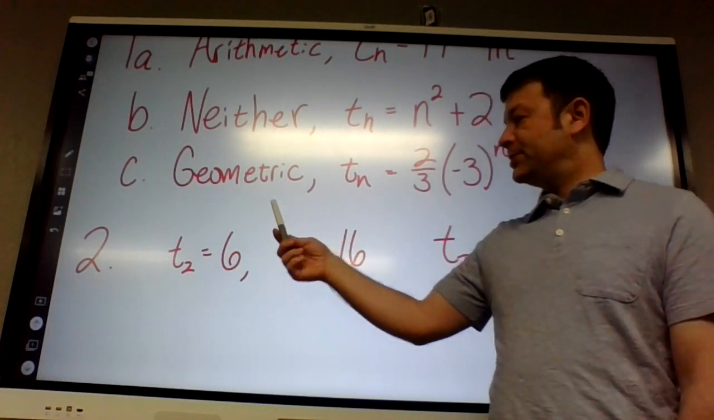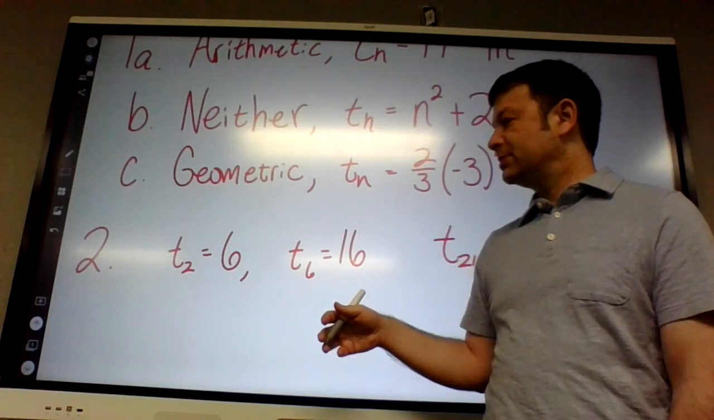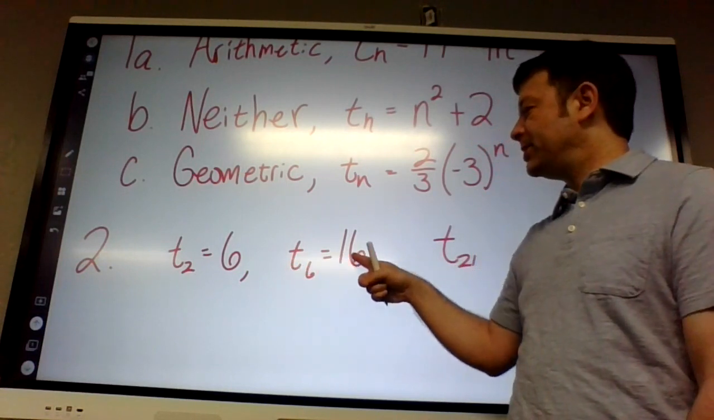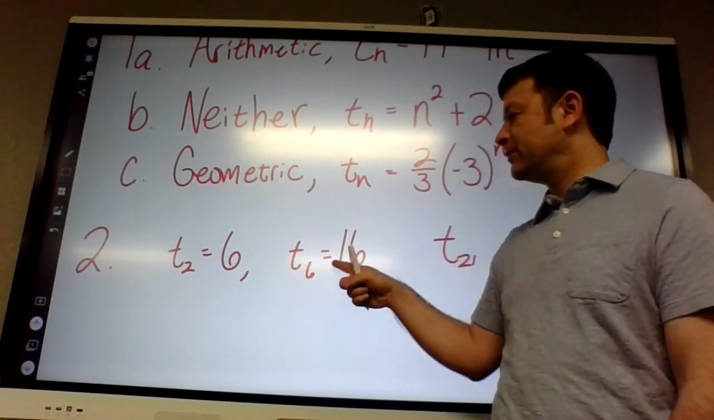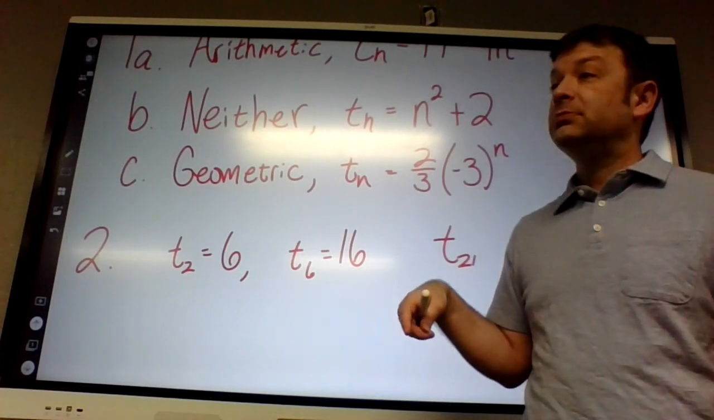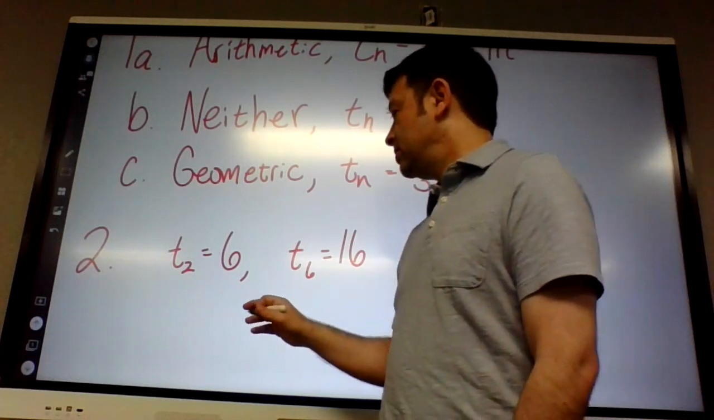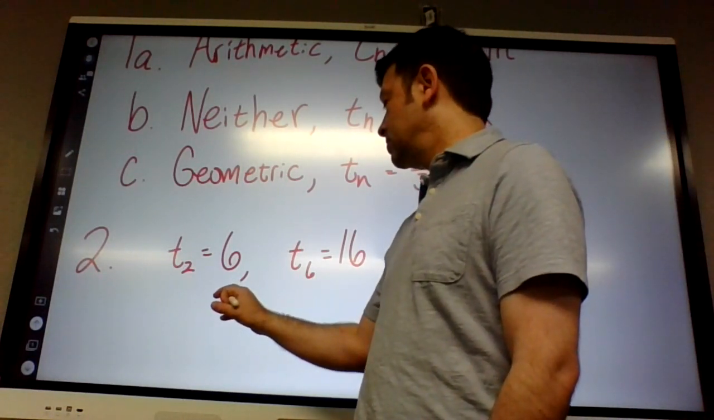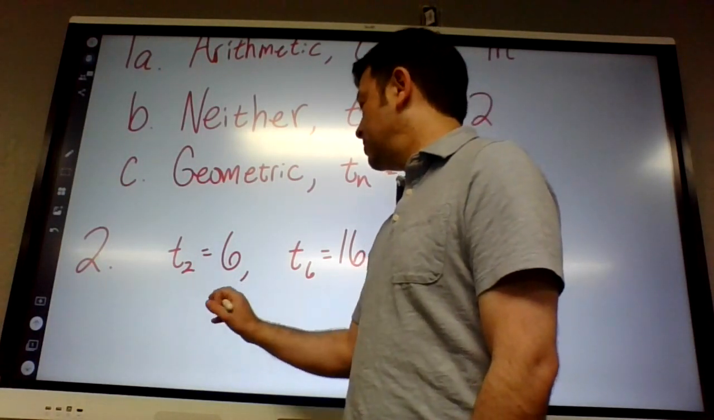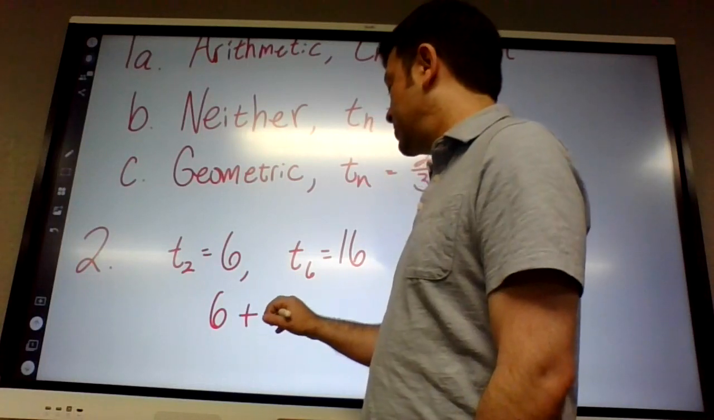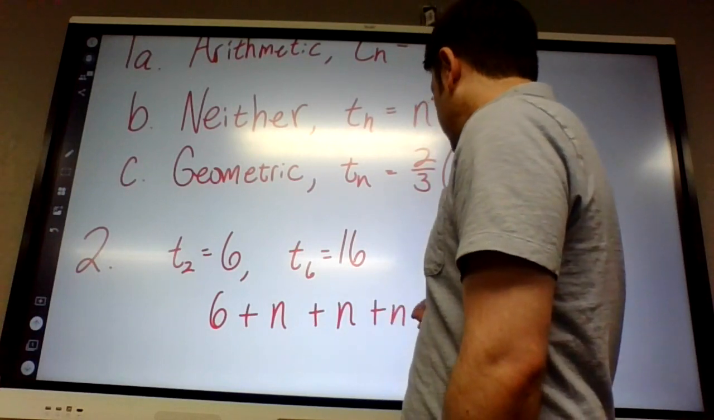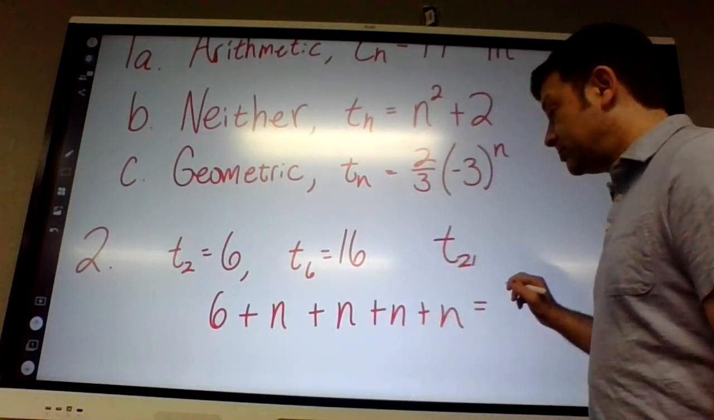So how many terms does it take to get from 2 to 6? 3, 4, 5, 6, 4. Right? So what must they be increasing by 4 times to get from there to there? See, how could I write this? So, this will be the third term, fourth term, fifth term. That'll get us to the sixth term. It's supposed to equal 16.